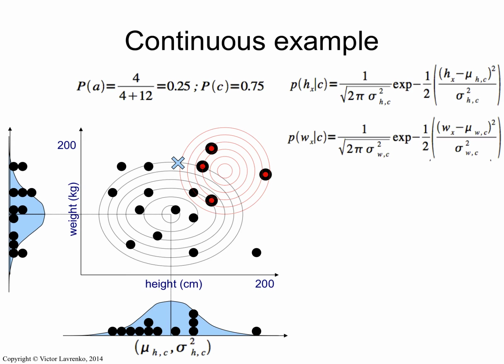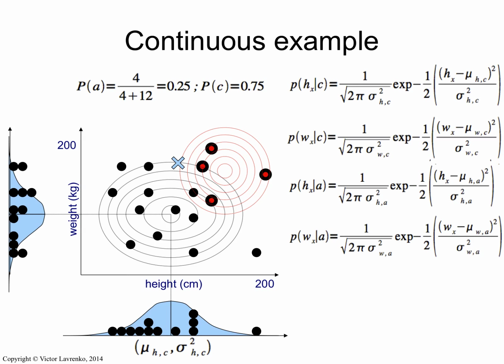So I do it for the child class, then I do it for the adult class, and again I get two numbers. So that, big or small? Small, yay. So this guy is kind of short for an adult. So his height is a little bit small, and the weight is going to be big because the weight is right in the middle. Okay, so I get these four numbers: the probability of height and the weight under the child class and the adult class.